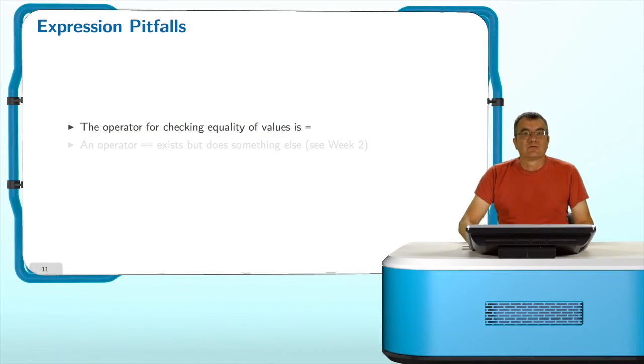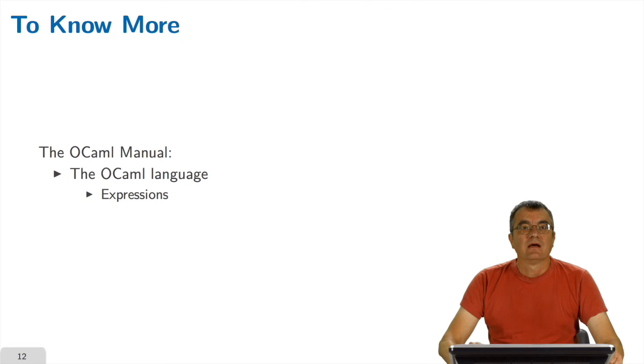One final word of warning: the comparison operator is for us always written with a single equality sign. In fact, there exists in OCaml an operator written with a double equality sign. However, it means something else, as we will see in week 2. As always, you can find much more information in the OCaml manual, and if you want to learn about the complete set of constructions for expressions, you can find it in the reference manual of the OCaml language in the chapter on expressions.